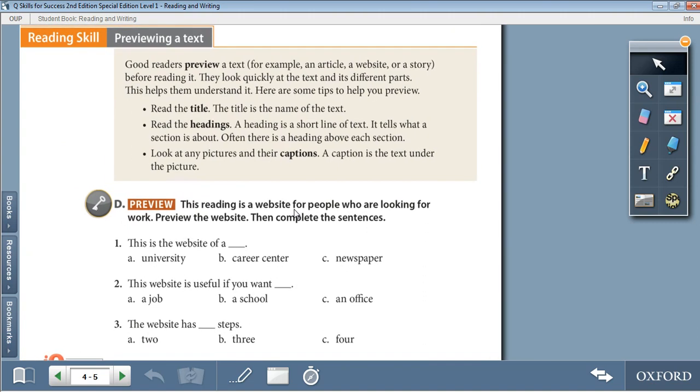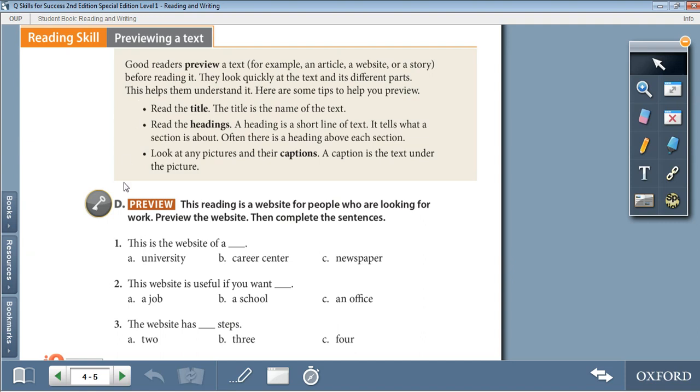On the next page, page number 5, we have a reading skill, previewing a text. Before you fully read a text, good readers preview a text, for example, an article, a website, or a story, before reading it. They look quickly at the text and its different parts. This helps them understand it. Here are some tips to help you preview.